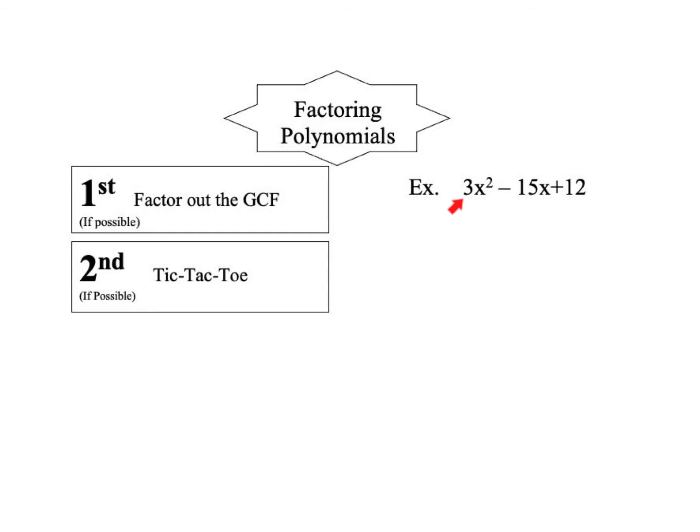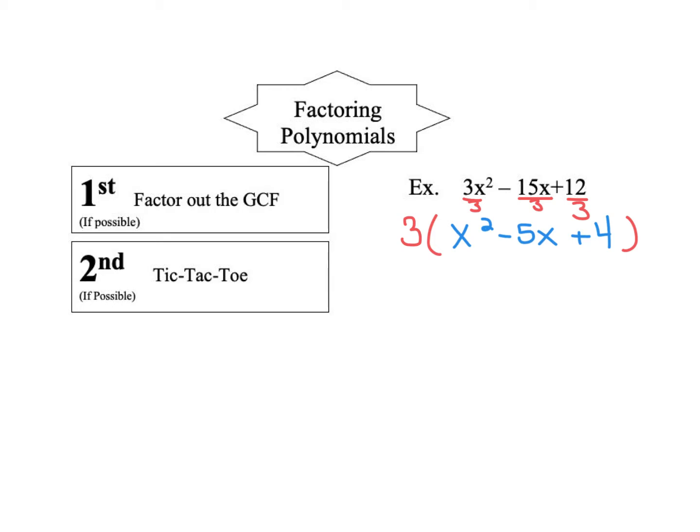So what I want you to do first is, if it's possible, always check to see if there is a greatest common factor you can pull out. It'll make your life so much easier. So I observe that 3 goes into 3, 15, and 12. So I'm going to begin by dividing each term by 3 to get a remaining trinomial of x squared minus 5x plus 4. Previously we stopped here, but now if you look at this remaining trinomial, it actually can break down into 2 more factors.